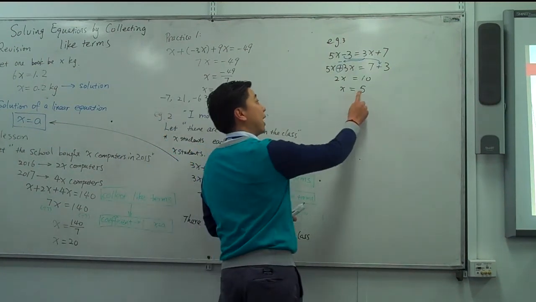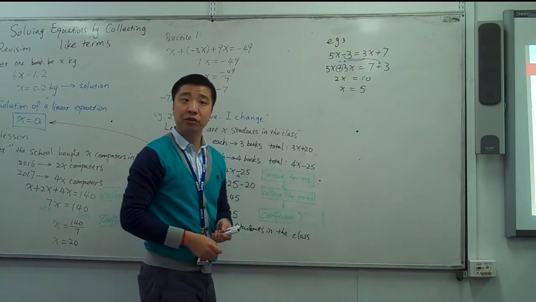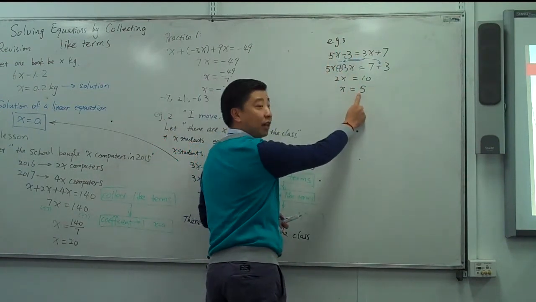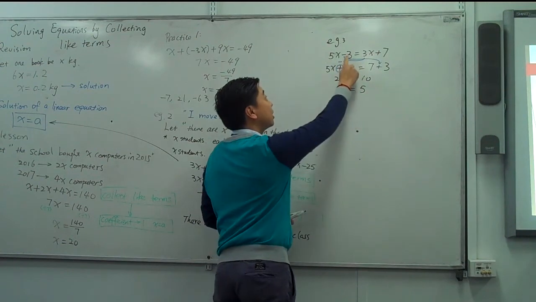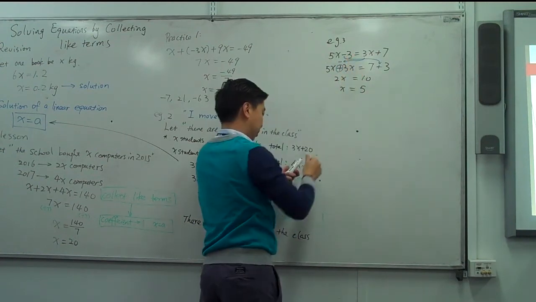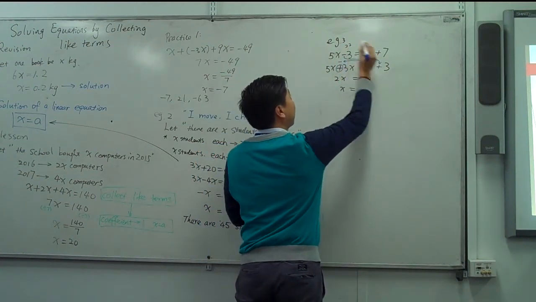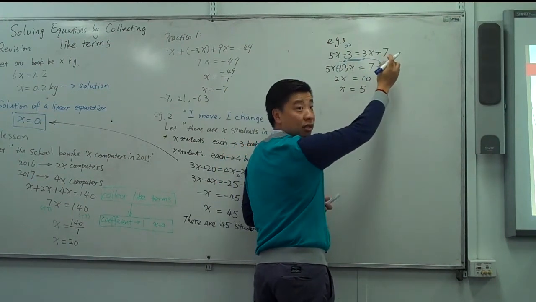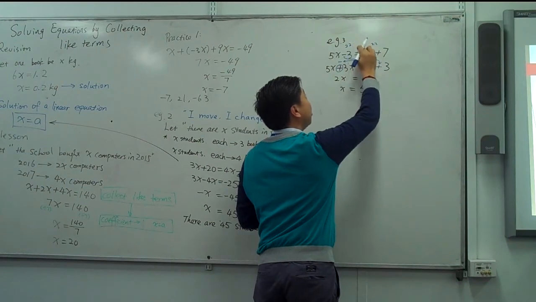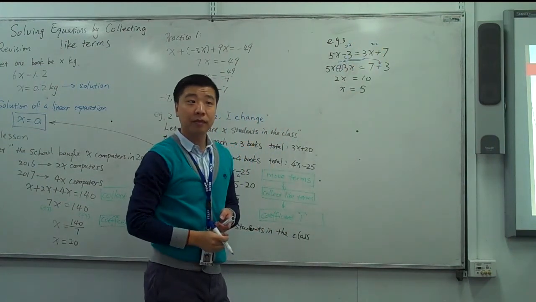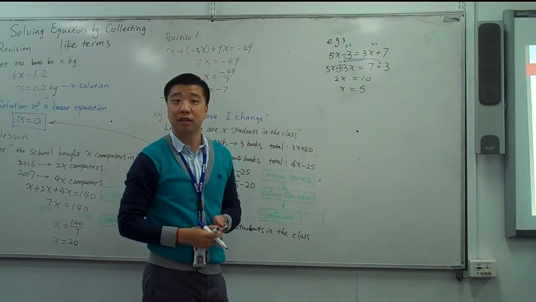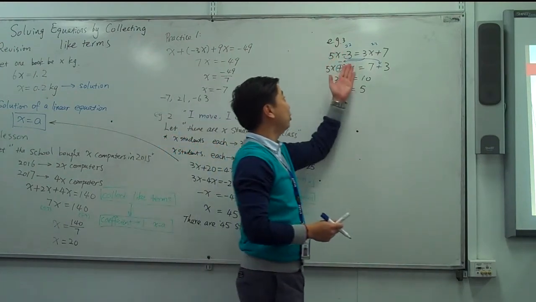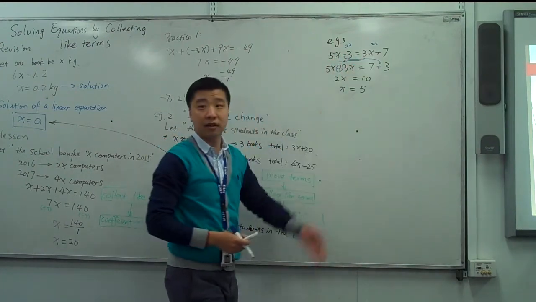Very good. We just make x 5. Substitute. So 5 times 5 is 25, take away 3 is 22. 3 times 5 is 15, plus 7 is 22. Is 22 equals 22? Of course, yes. Okay, all right, 22 equals 22. So your answer is correct.